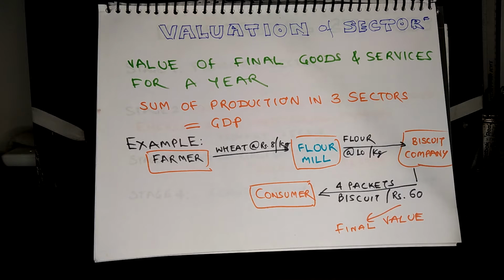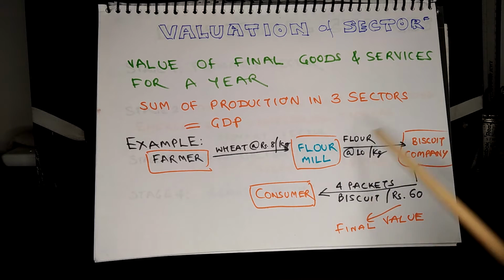Suppose there is a farmer, he sells wheat at rupees 8 per kg to a flour mill. Now the flour mill processes the wheat to produce flour and sells flour at rupees 10 per kg to a biscuit company. The biscuit company utilizes flour and other ingredients to make biscuit and comes out with 4 packets of biscuit out of 1 kg of flour. And the biscuit company sells the 4 packets of biscuits for rupees 60, and these biscuits ultimately reach the consumer or the end user.